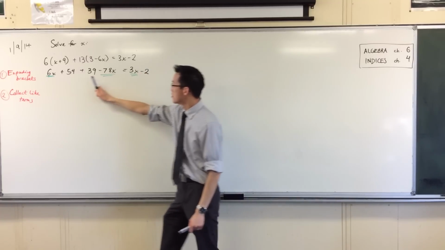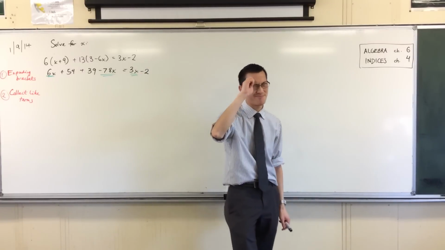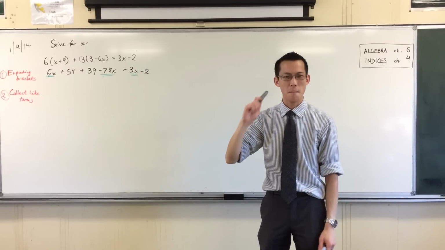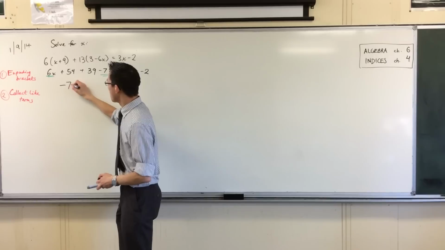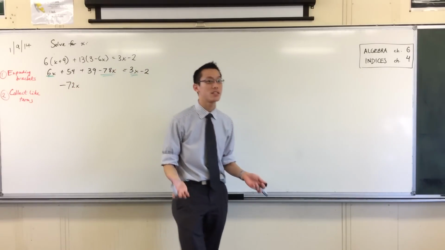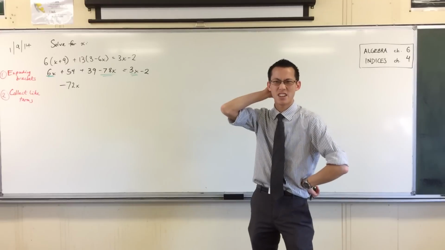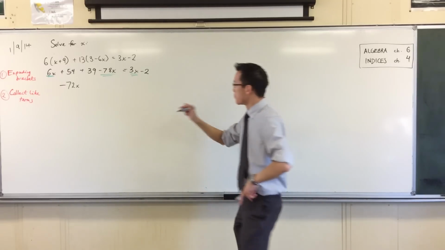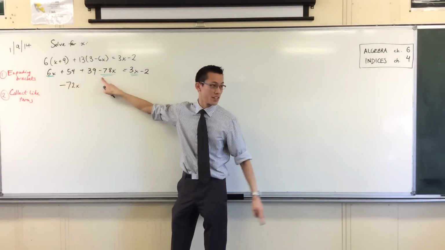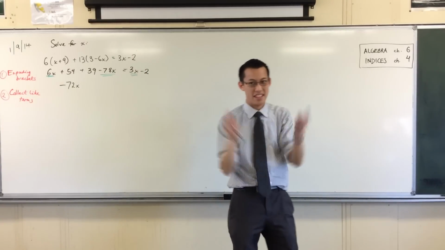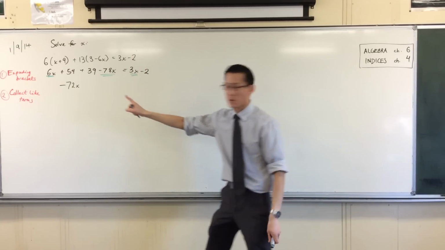What have I got here? I've got 6 minus 78. 6 minus 78 is minus 72. You know that it's going to be minus 72 and not positive 72 because, how can you tell? Because they got minus there. And you got a minus here. Positive, and this one's a positive. Well, this one's going to take over, isn't it? Clearly 78 is more important than the 6. Okay? Good. So I've done that.